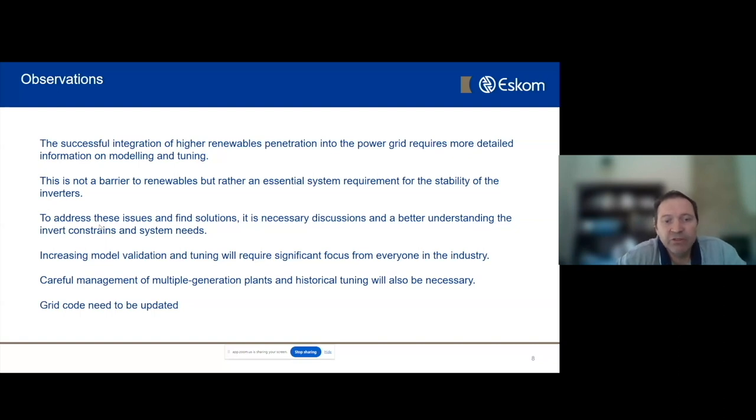And these requirements should not be seen as renewable barriers that are trying to be put in place, but they are really essential requirements to ensure that we have stability in the inverters. And these will have to be enhanced for rooftops and so forth, because as their penetration increases, we depend more and more on their ability to remain stable under different system conditions.